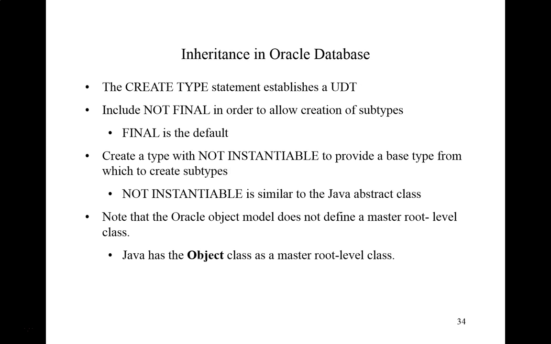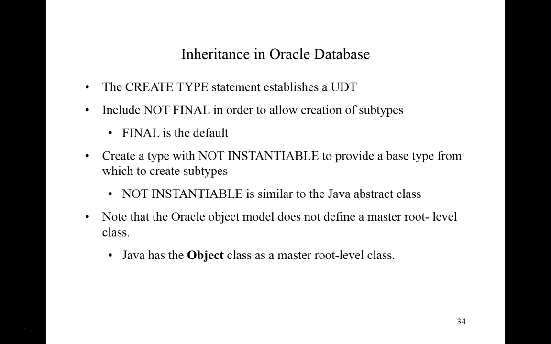The examples we've presented in earlier videos have all taken the default of final. This means that those types could not have subtypes created for them. And that was fine based upon what we were presenting at that point. What we need to do is explicitly specify not final in order to have this play a role of being a supertype and be able to create subtypes below this or under this type.